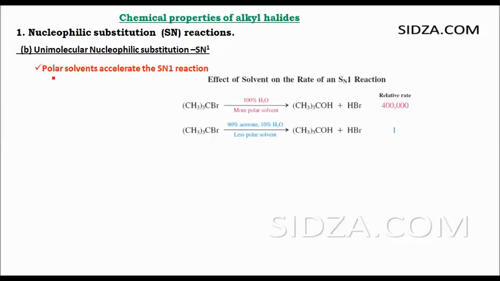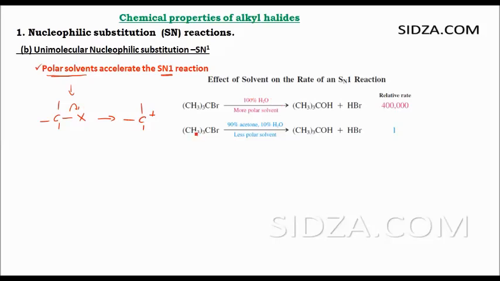Now solvent is a very important factor here. If you have a polar solvent in the SN1 mechanism, we know that the first step is formation of a carbocation. That means you have to break the bond between the carbon and the halogen first, and you get the carbocation. The polar solvent helps in breaking this bond. So a more polar solvent will accelerate the SN1 reaction.